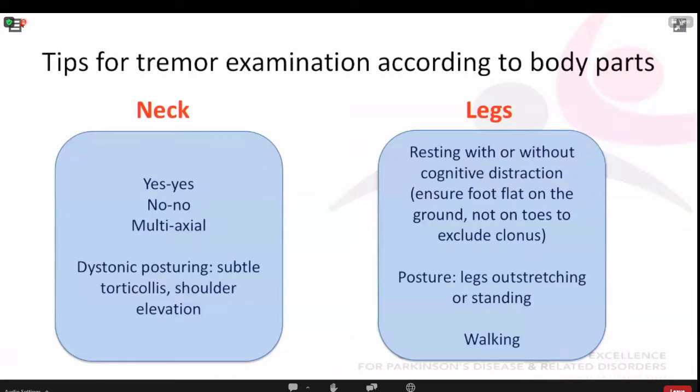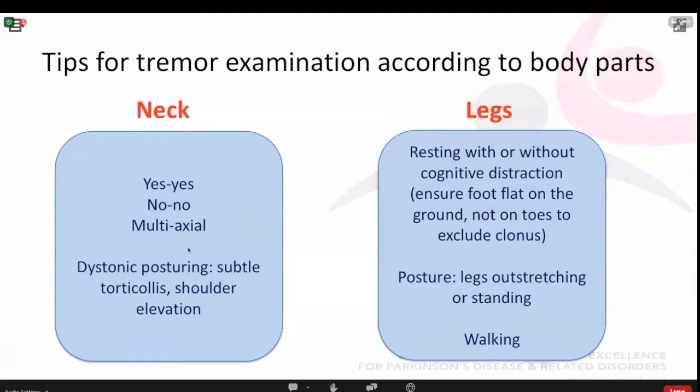So let's move to another part of the tremor, like the neck and legs. For the neck tremor, it might be in the direction of no-no, yes-yes, or multi-directional. And you have to look for maybe subtle dystonic posturing like torticollis or shoulder elevation, apart from the examination. That may be more prominent when you see the patient walking, and the subtle dystonia will be more elicited.